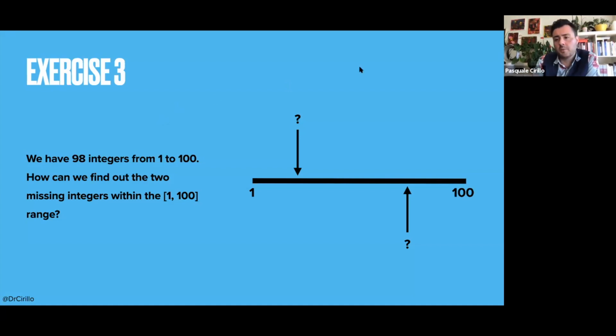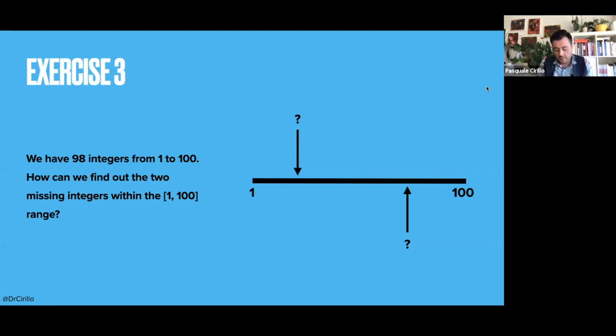Okay, so if we speak about series, this is one of the most common exercises that they can ask you. We consider the integers from 1 to 100, but we only have 98 of these integers. The question is, can you find out a way in which you can identify what the missing integers are without checking every single integer?